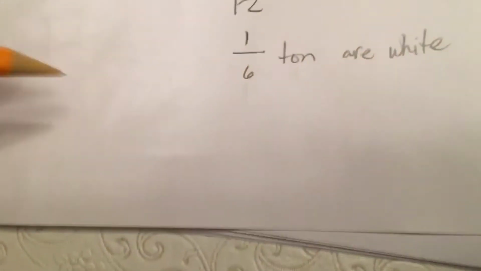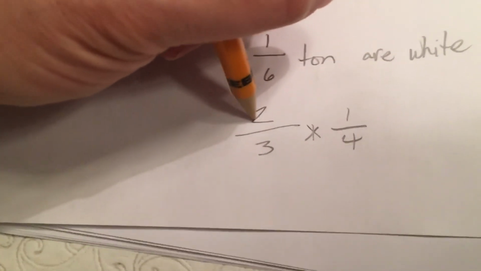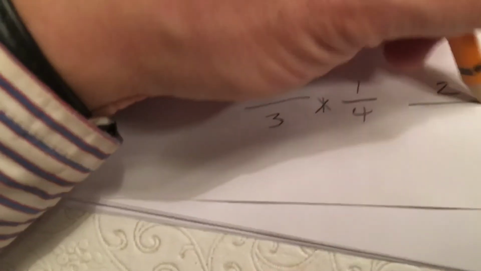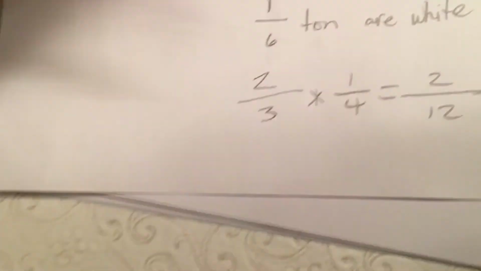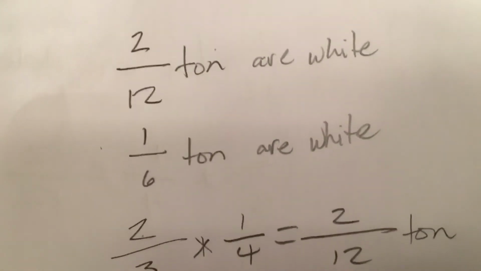If you know how to simplify, you know that you could also name this 1/6 of a ton are white. Now later on, or maybe your teacher's already teaching you that you could just multiply whenever you do an "of" problem. That means when you're talking about 1/4 of 2/3, what you're really doing is you're taking 2/3 and multiplying it by 1/4. If you do that, you can do what's called multiplication across. 2 times 1 is 2, 3 times 4 is 12. You end up with 2/12 of a ton. And again, that can also be considered 1/6 of a ton.